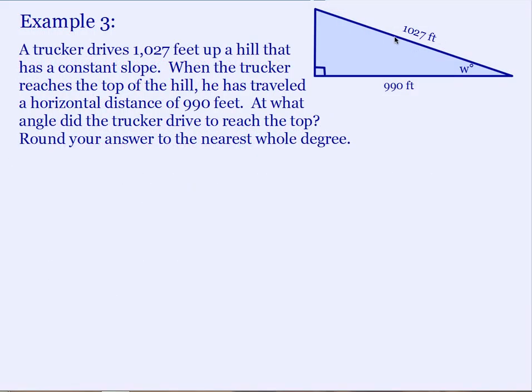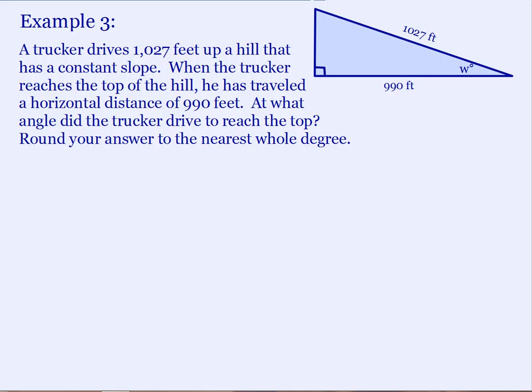And here we have a trucker driving up a hill. He drove for 1,027 feet. The hill has a constant slope since, in a triangle, we really need a constant slope. When the trucker reaches the top of the hill, he's traveled a horizontal distance of 990 feet. At what angle did the trucker drive to reach the top?